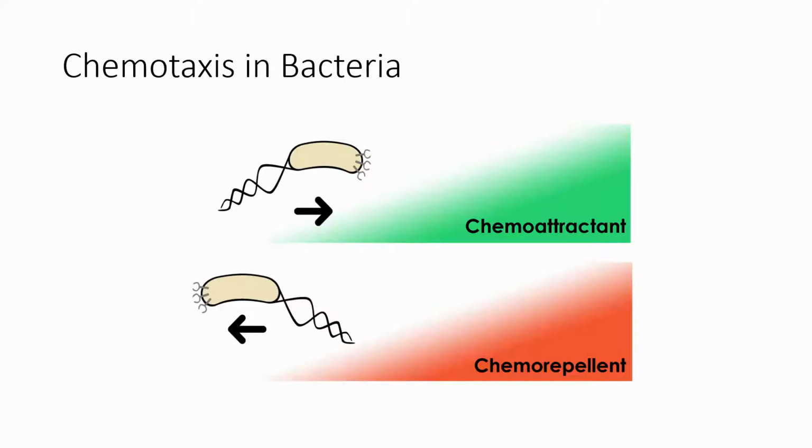Bacteria do the same thing. They have receptors on their surface, and depending on which side of the cell the receptors are activated on, let's say this is a chemoattractant, those receptors, which you see in the surface of the membrane, if they're activated, the bacteria will swim in that direction. With a chemorepellent, whatever receptors are activated by that molecule will trigger the bacterium to move in the opposite direction.